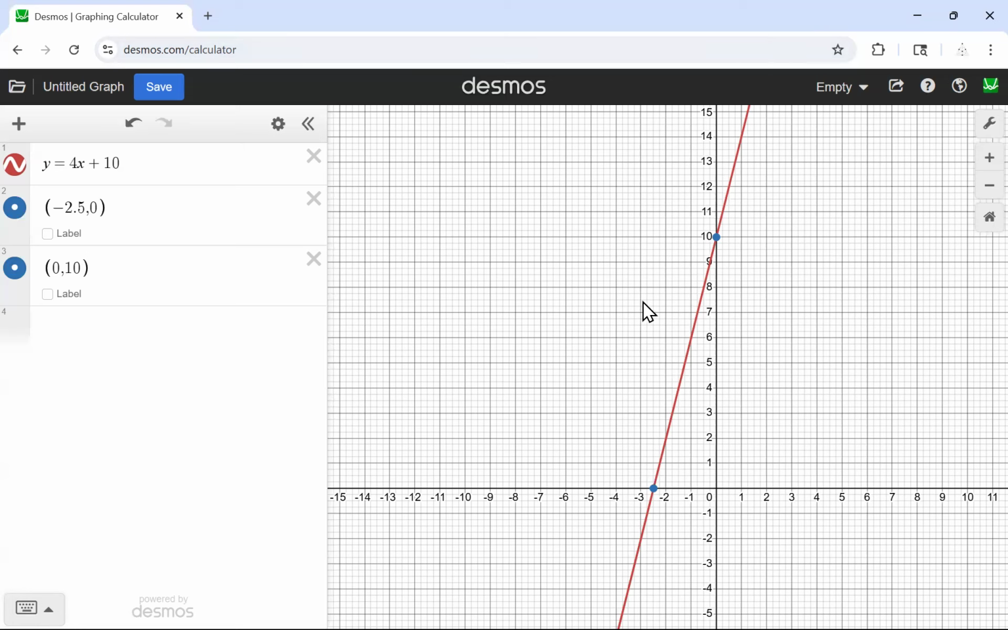Hopefully that's pretty straightforward. Finding x-intercepts and y-intercepts is pretty straightforward. Just x-intercept, plug in y equals 0, to find the y-intercept, plug in x equals 0.